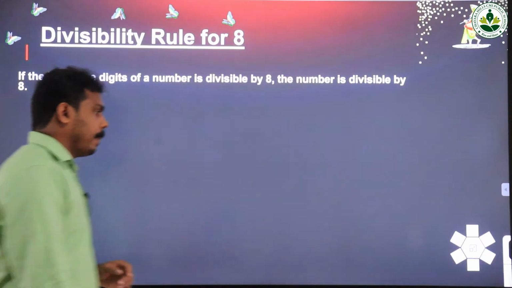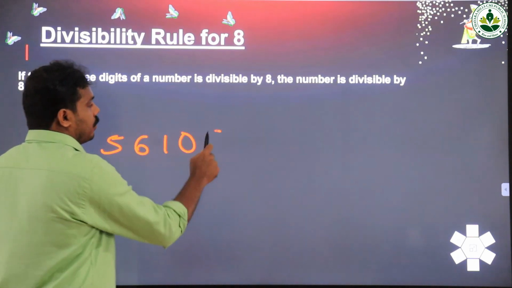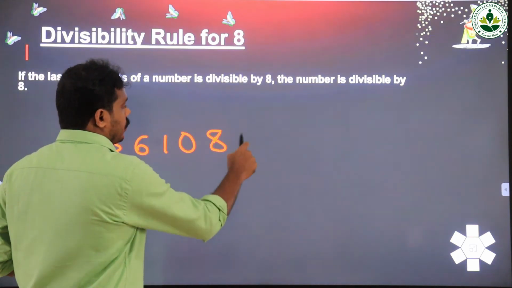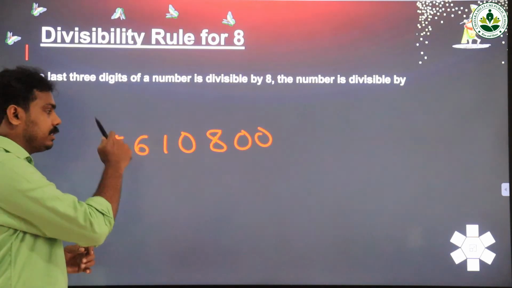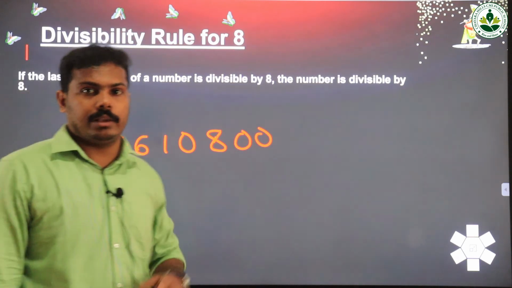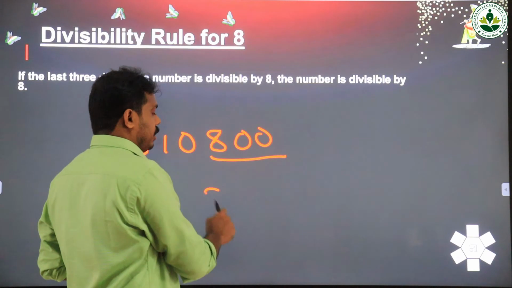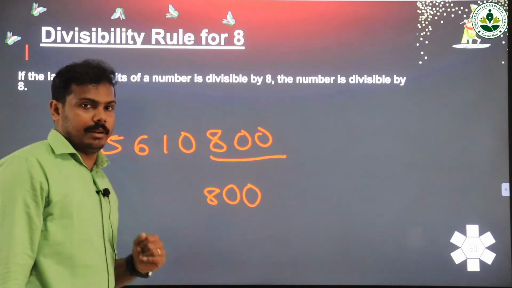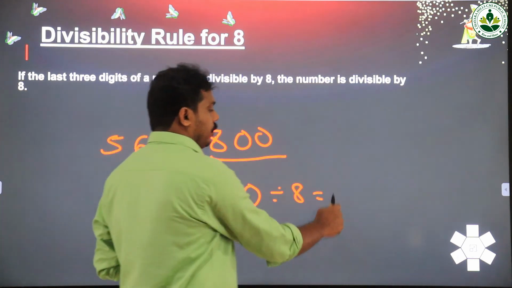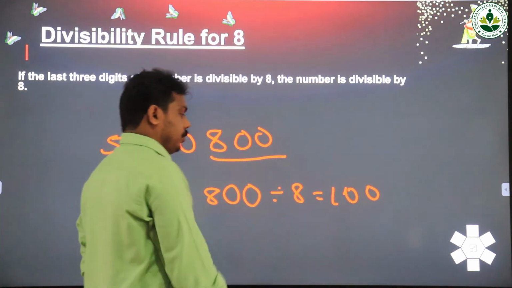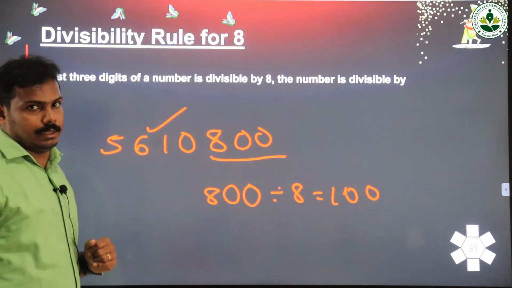You can check. If you write here, we need to check: 56 lakhs 10,800, is it divisible by 8 or not? We look at the last 3 digits. Here the 3-digit number is 800. Is 800 divisible by 8 or not? Yes, it is divisible by 8. We got 100 as the answer. So this number is divisible by 8.